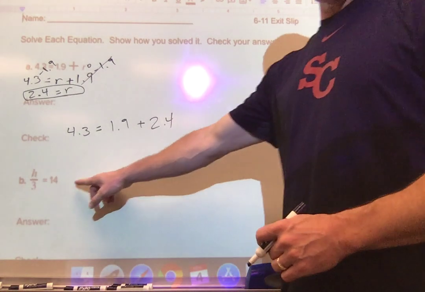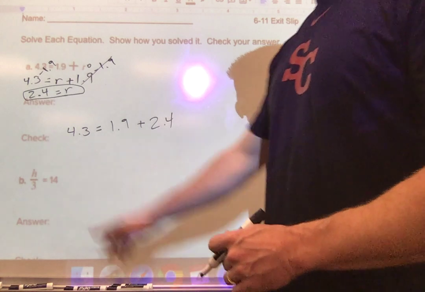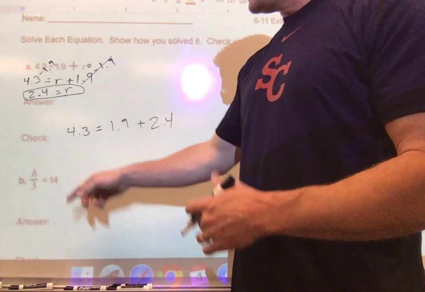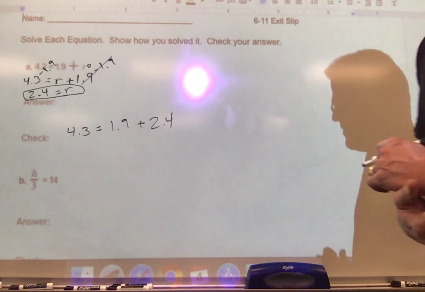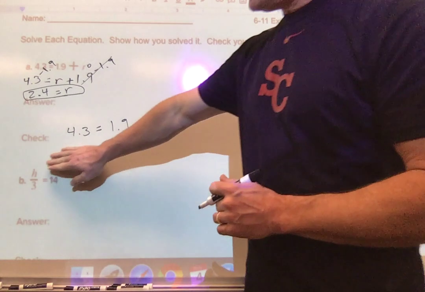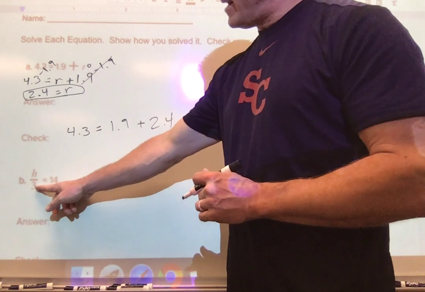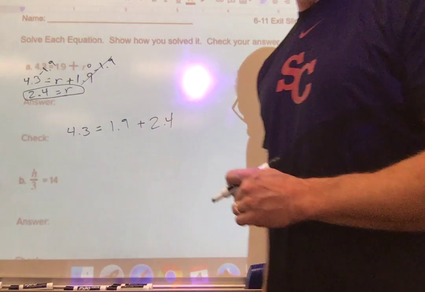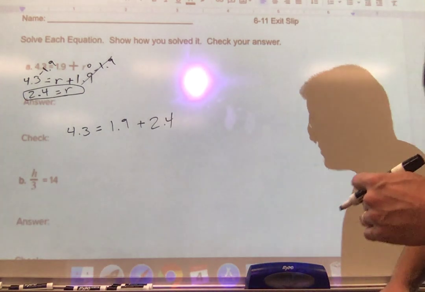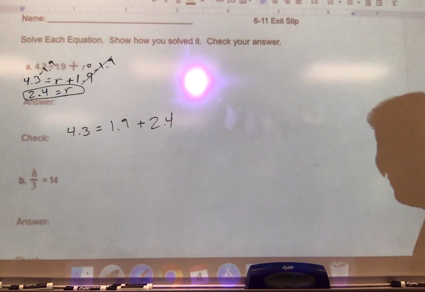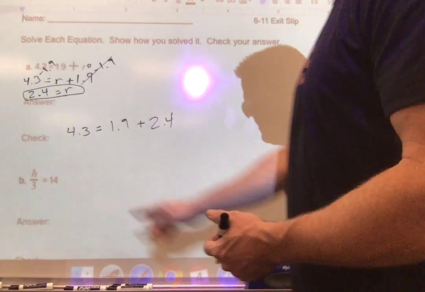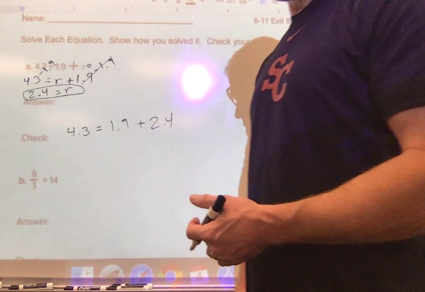Question B, a lot of people make mistakes on question B. They see the division bar, the fraction here, and a lot of kids will take 14 divided by 3, and that's not what this says. It says what number, h, divided by 3 will get me to 14. So I should be thinking h has to be 3 times bigger than 14, because the answer comes up 14. It doesn't say 14 divided by 3.